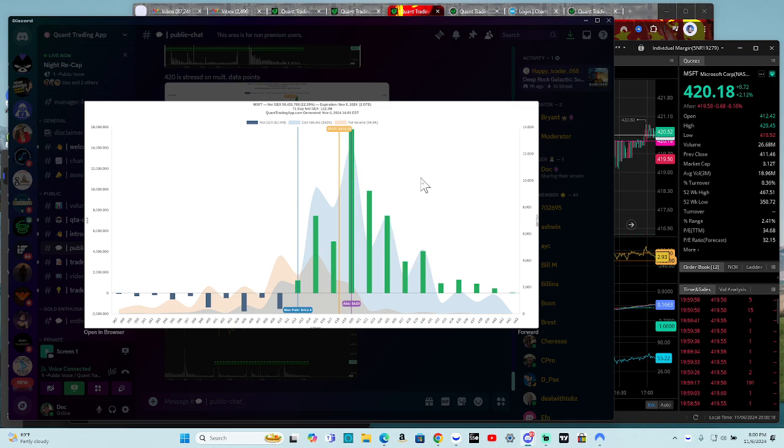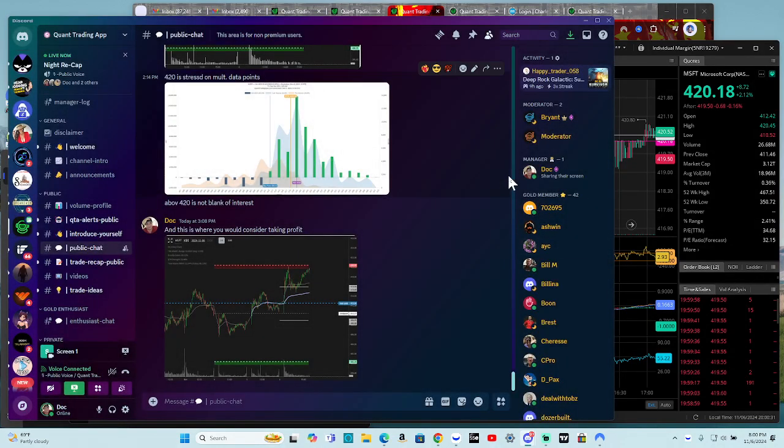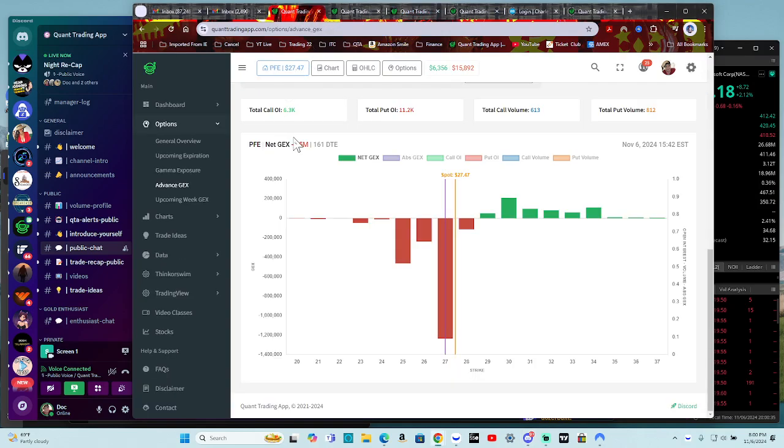I would want more attraction higher to go any higher from here. So what if it happens later, right? What if maybe not this week, but maybe later down the line, there's more attraction. This is where you put a pin in what we're talking about, and we go to advanced GEX.